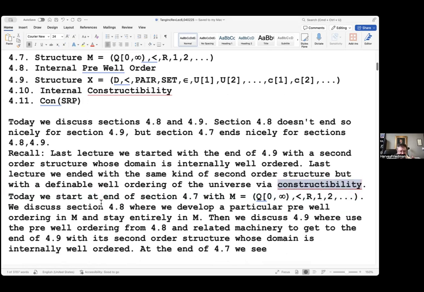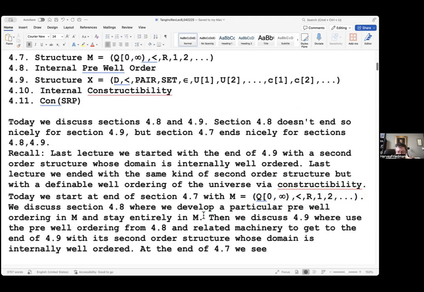Now, today we start at the end of section 4.7 with the structure that's extremely ill-founded. Its domain is actually dense. And the indiscernibles are not c1, c2, whatever. The indiscernibles are 1, 2, 3, 4, dot, dot, dot, the positive integers. And we discussed section 4.8 where we develop a particular pre-well ordering in M and stay entirely in the structure M. So we stay entirely today in the structure M.